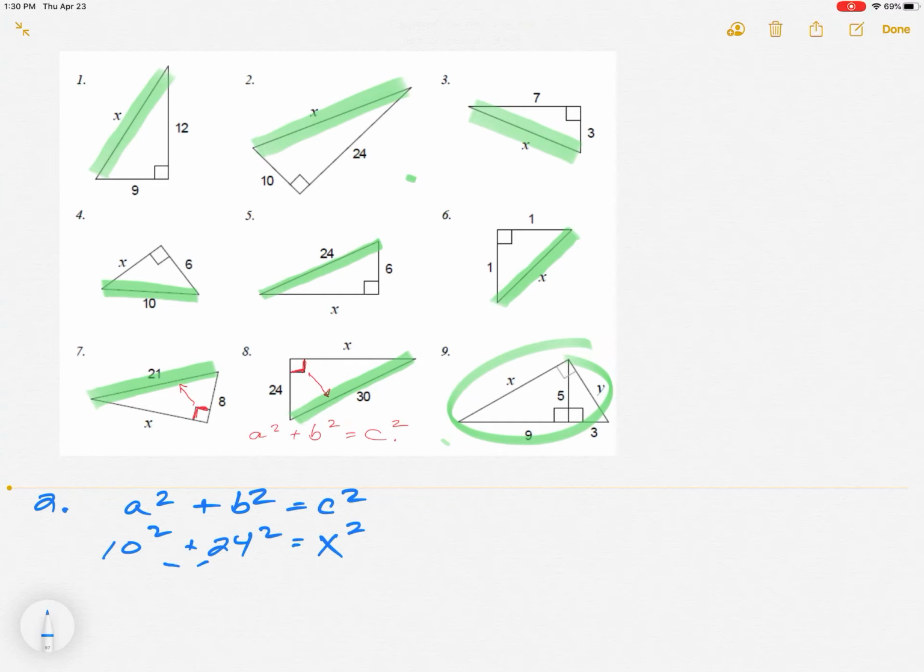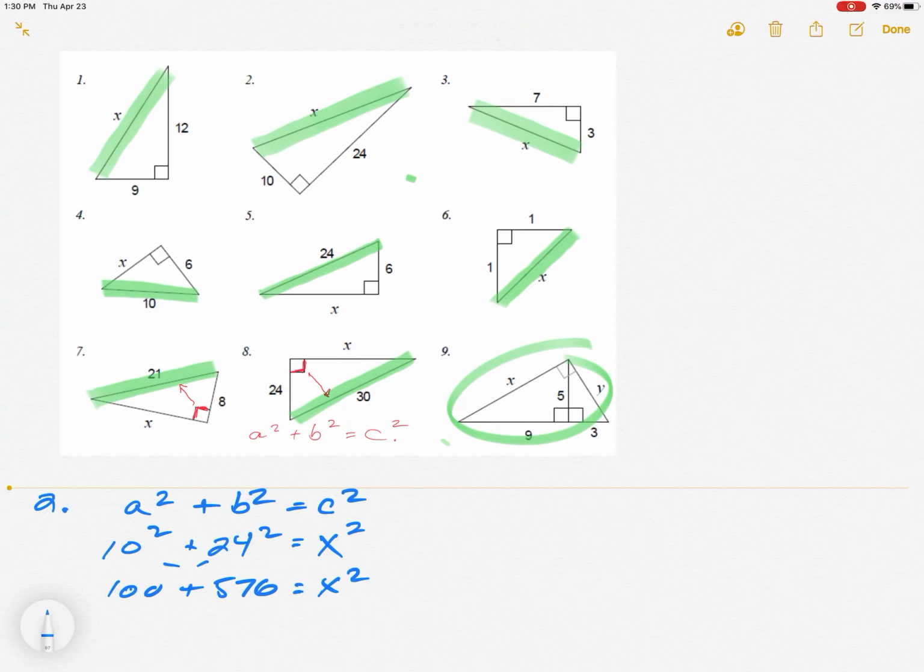So 10 squared equals 100. We've got 24 squared, so that's 24 times 24, which equals 576, equals x squared. So I'm getting closer to finding out what x is.